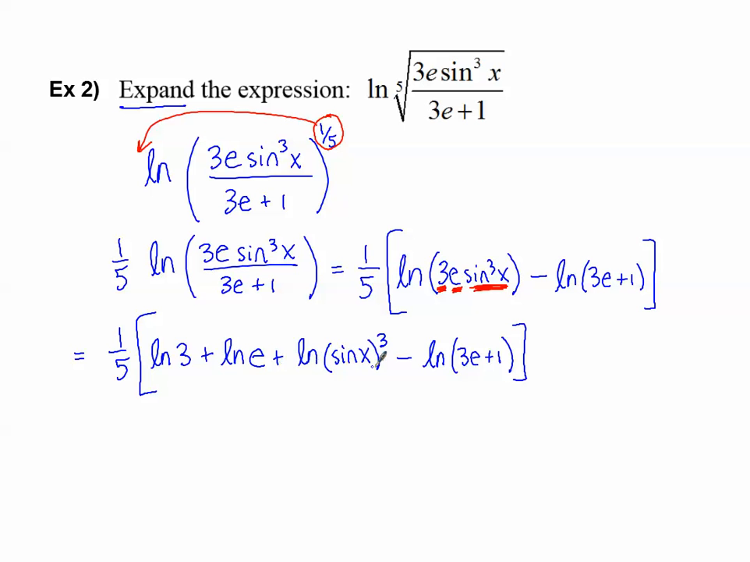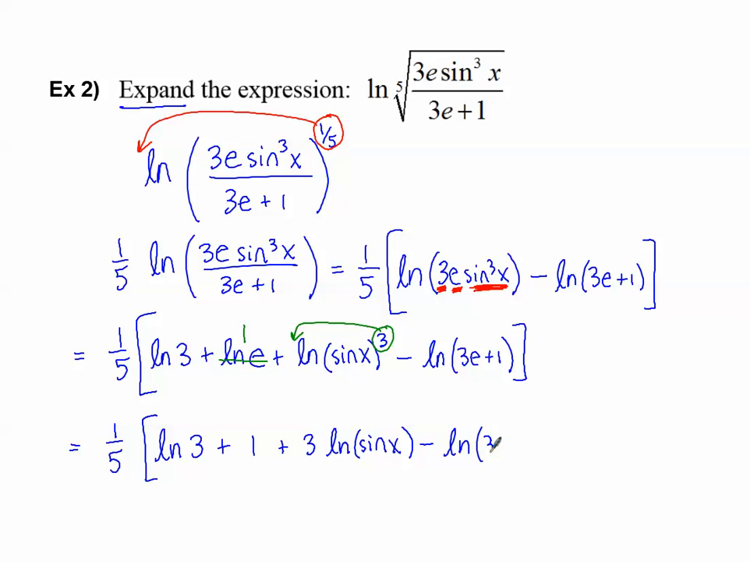Now I can simplify these parts that I broke up. For this part, again, I have that exponent I can bring in the front, and the natural log of e equals 1. We should know that. This is 1/5 times the quantity natural log of 3 plus 1 plus 3 times the natural log of the sine of x minus the natural log of 3e plus 1.